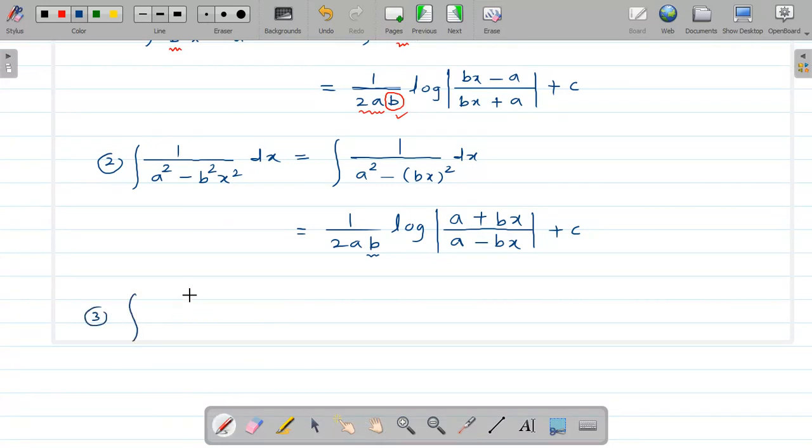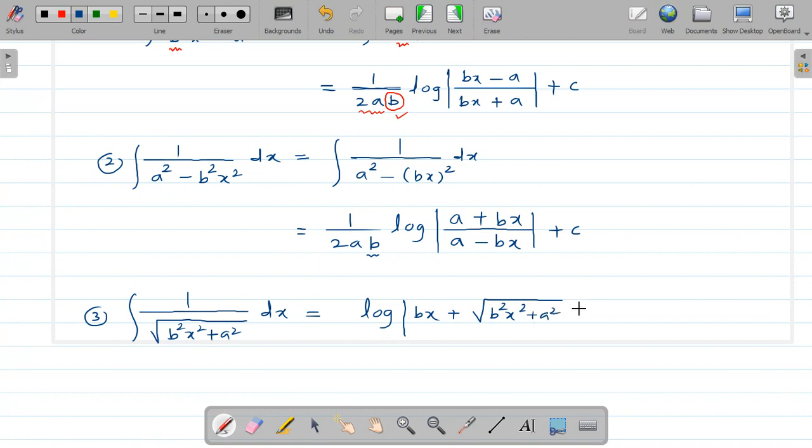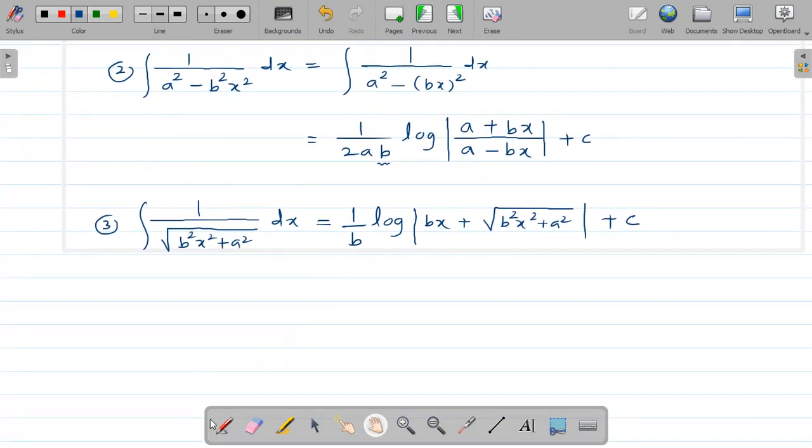Now third result, you can write it as 1 upon under root, if there is b square x square plus a square dx, then what will you get? Log of modulus of, now here there is bx plus root of b square x square plus a square plus constant, but we have to divide by the derivative of bx, that is b. So 1 upon b into this. So this is the third result.